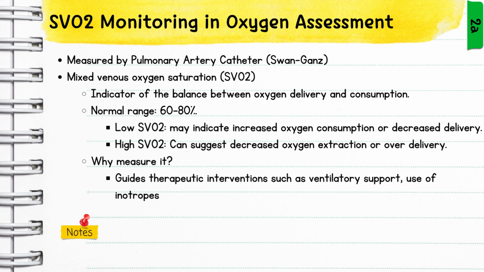We need to measure it because it's going to guide us in what we actually need to do to treat why the oxygen is low. Now, this is measured through the Swan-Ganz catheter. So the same thing as pulmonary artery pressure will give you an SvO2.